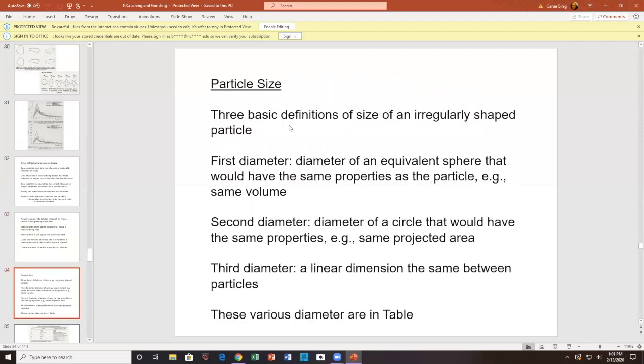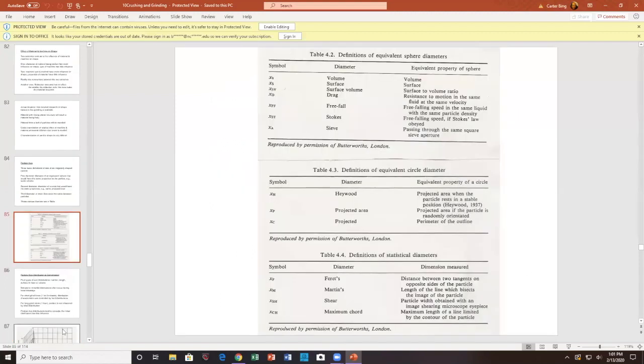Particle size, well, there are three definitions of size for an irregularly shaped particle. The first is a diameter that might have the same volume. The second is the diameter of a circle that would have the same properties. The third would be the linear dimension of the same between particles. So you have the equivalent sphere, equivalent circle, and equivalent statistical diameters.